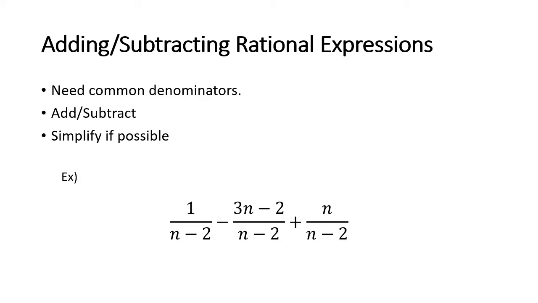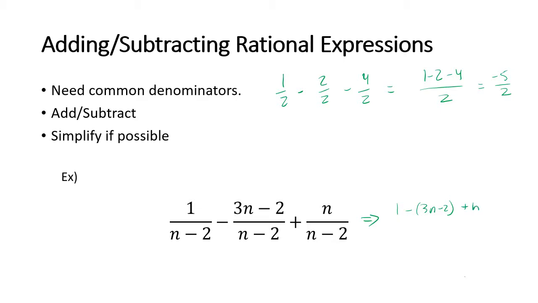In this problem, just like if we had 1/2 minus 2/2 minus 4/2 or something like that, maybe this is a little too simple, but essentially this is just 1 minus 2 minus 4 all divided by 2. So what would that be? Negative 5/2. Okay, same thing here. So we could say that this is going to be 1 minus 3n minus 2 plus n.